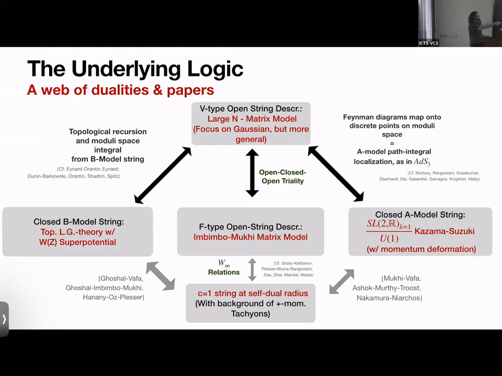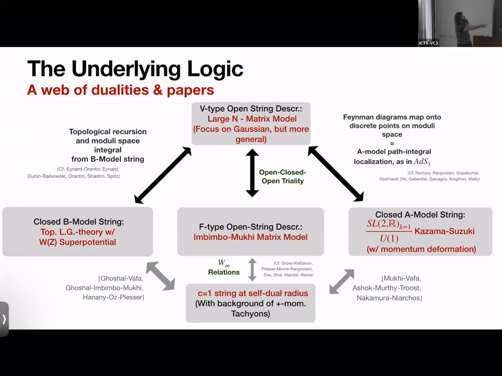It turns out that this matrix model is something that was studied in the 90s, and we actually understand its relation to a particular type of closed string theory. That's yet another string theory that we haven't mentioned yet today, which is this box down here: the C equals one string at self-dual radius. For those interested, this is a theory of Liouville coupled to a compact boson, and the radius of compactification of the boson is exactly at the self-dual radius. So we're starting up here, and we work our way down.